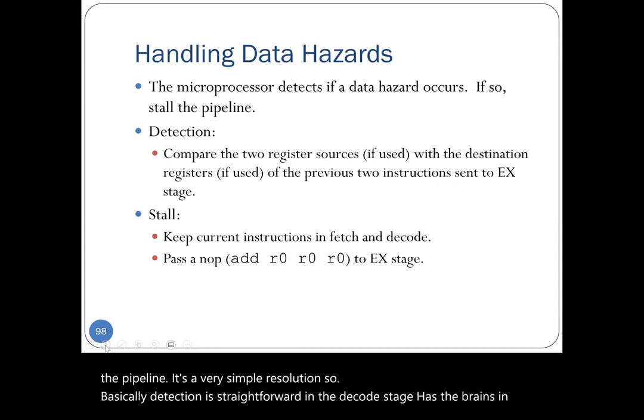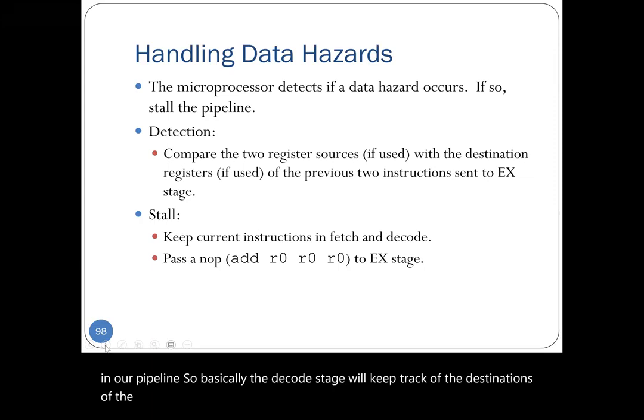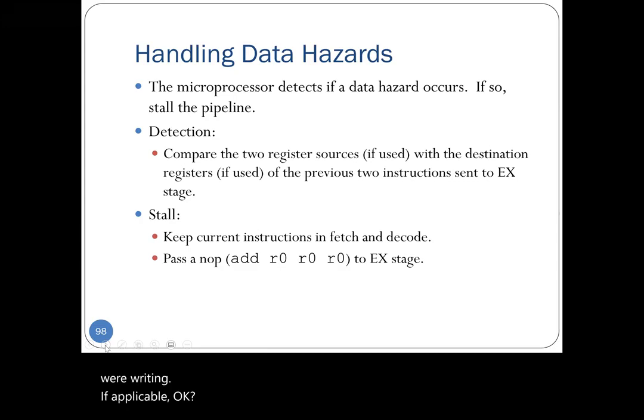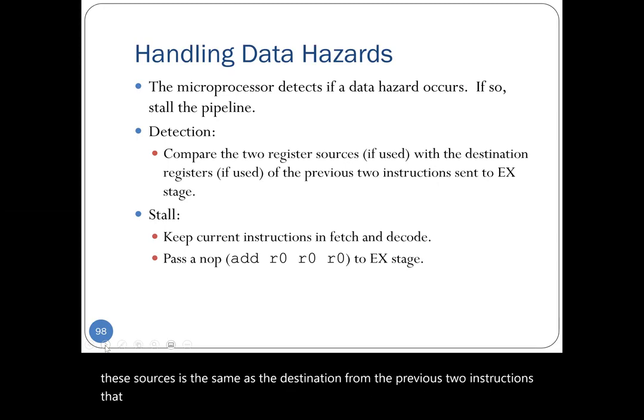So basically, the decode stage will keep track of the destinations of the instructions that pass through it. It will remember the destination register into which the previous two instructions that have passed were writing, if applicable. Whenever a new instruction comes in, it will figure out the source registers of this new instruction, and it will see if any of these sources is the same as the destination from the previous two instructions that have passed through the decode stage. Then there is a data hazard.